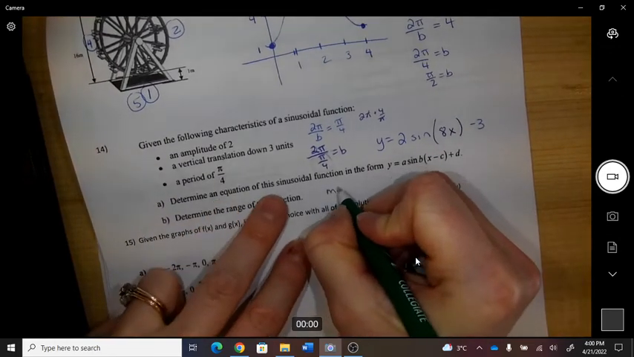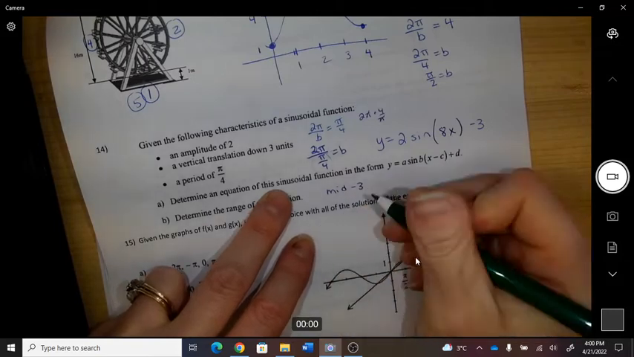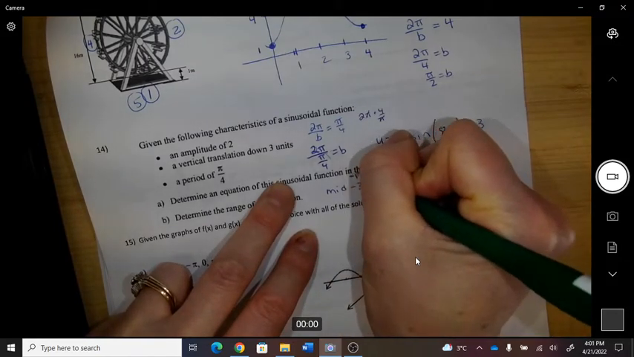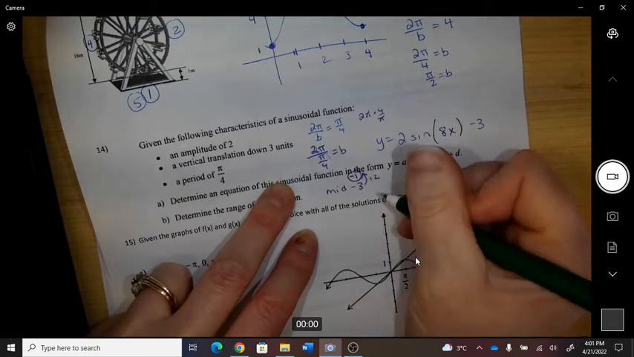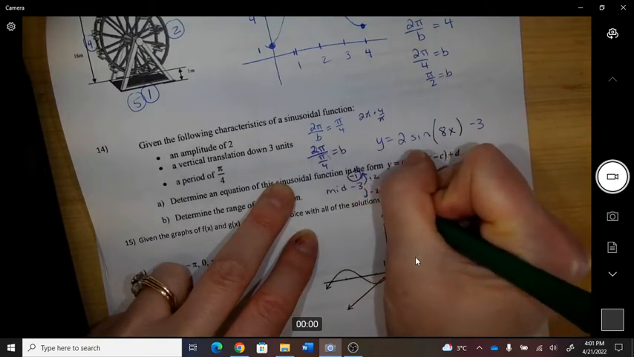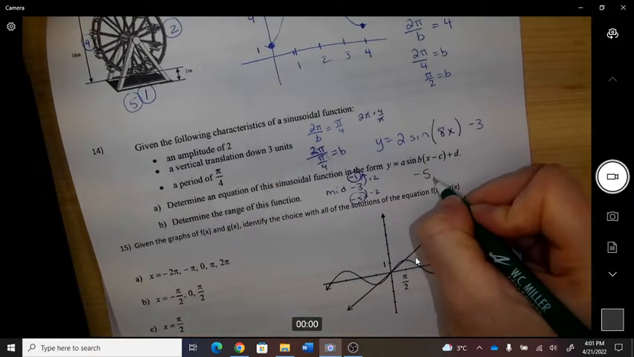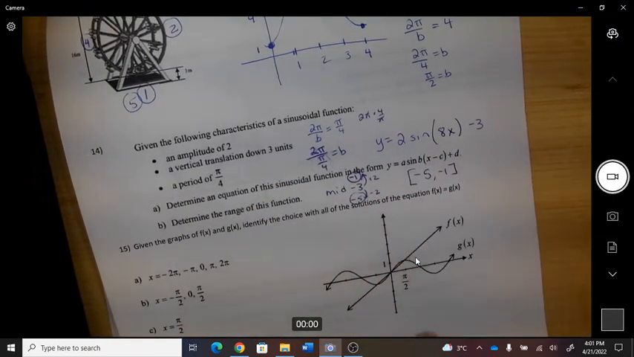Determine the range of this function. So the mid is at -3. You're going to be going up 2, so that would get you to a -1. And you're going to have to go down 2, which would get you to a -5. So the range would be like that.